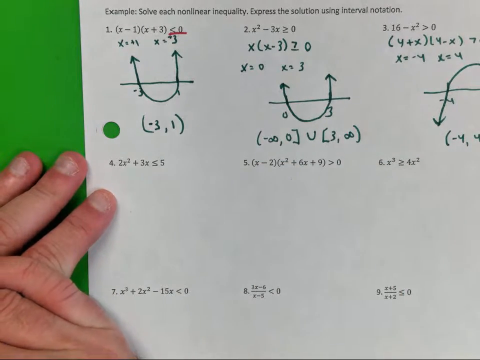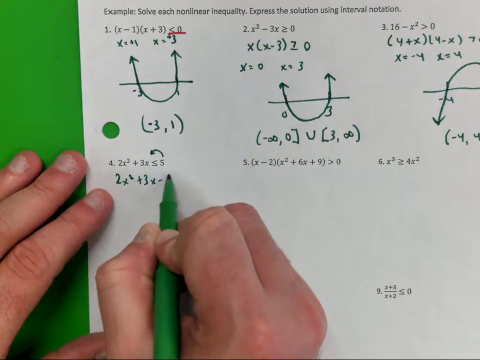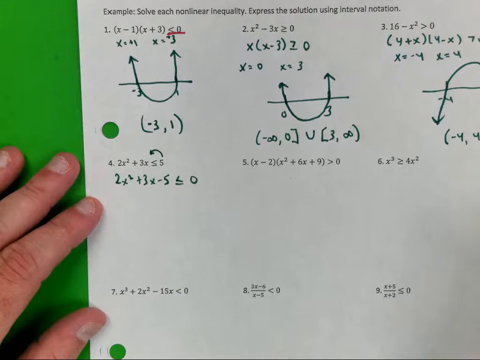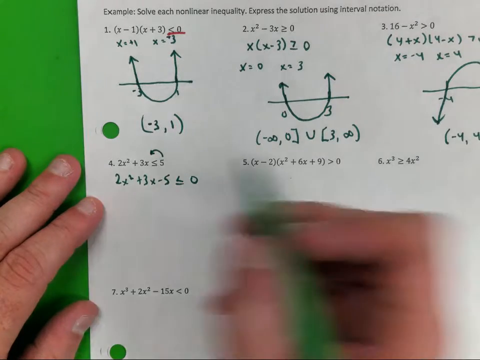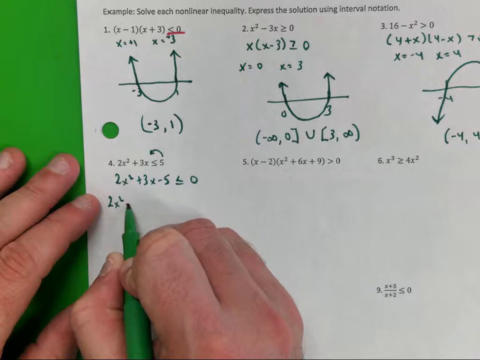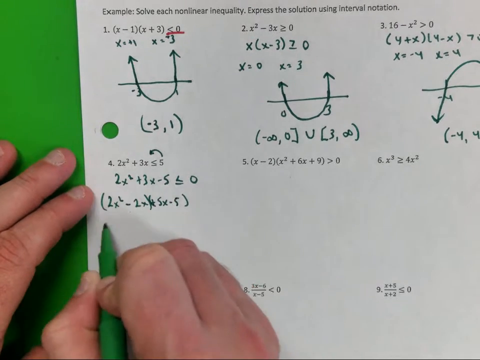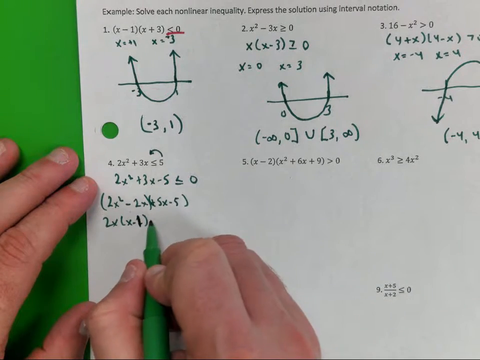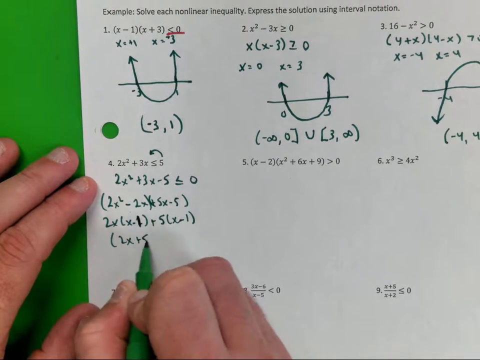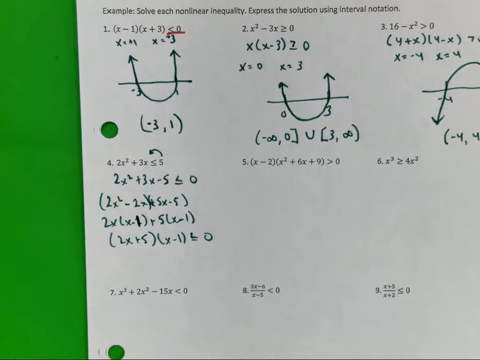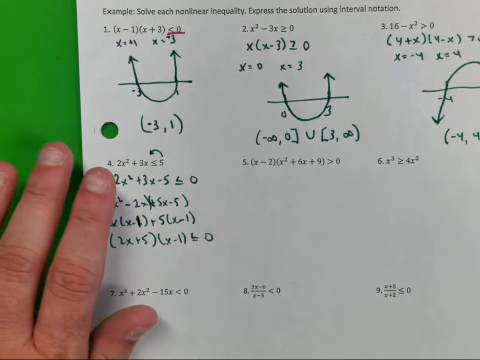It's got to be set equal to 0, just like an equation. So I'm going to move the 5 over. So I got 2x squared plus 3x minus 5 less than or equal to 0. I'm going to factor it. What if they don't factor? I'm not going to give you one of these that don't factor. So they're going to factor. Alright, do your factoring method. Make sure you got 2x plus 5 and x minus 1 when you factor that.